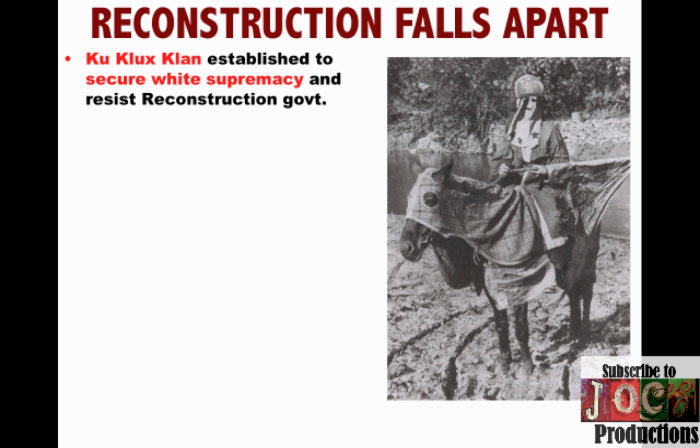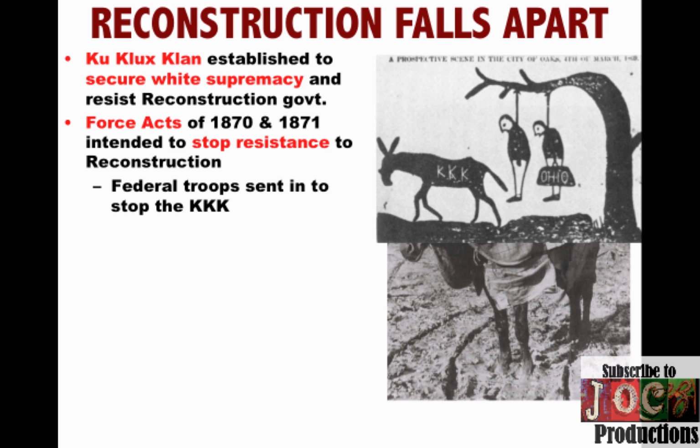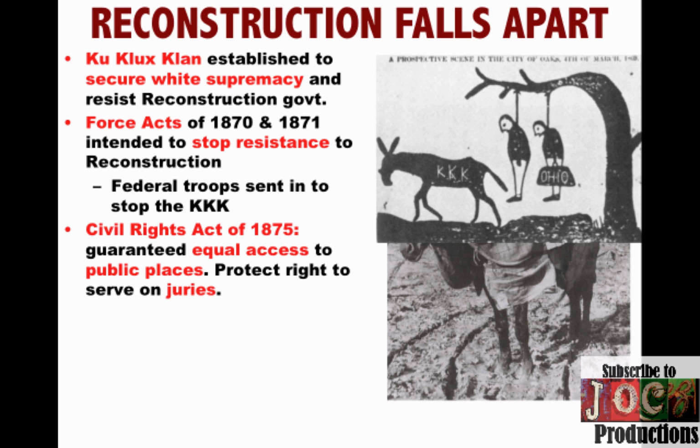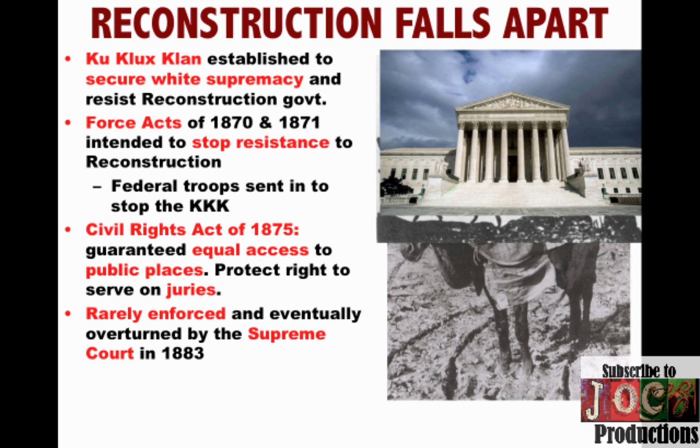The KKK is established around 1868, and its sole purpose is to secure white supremacy and to resist the Reconstruction governments. The government tries to deal with this resistance by passing the Force Bills of 1870 and 1871, which was to stop this resistance by putting federal troops into the South. The Civil Rights Act of 1875 guarantees equal access to public places and protects the right to serve on juries. But as time goes on, it would be rarely enforced and eventually overturned by the Supreme Court in 1883.